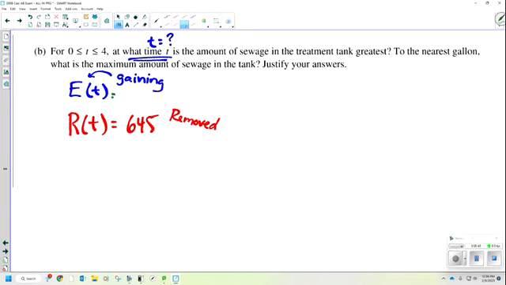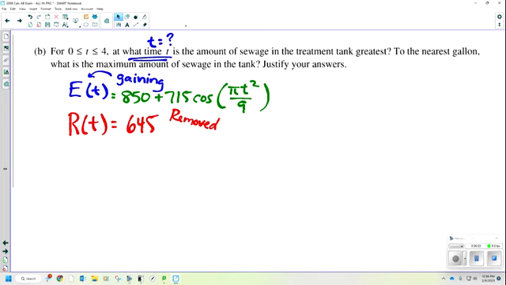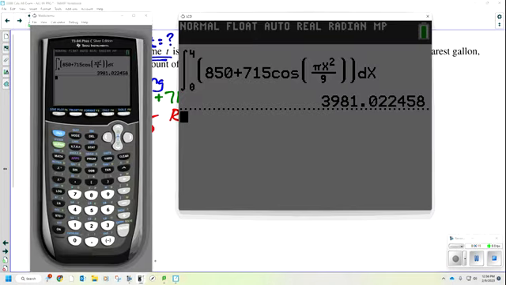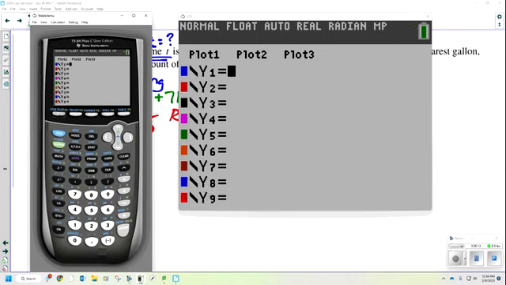We'll do this in green. This was 850 plus 715 cosine of pi t squared over 9. So I'm going to graph both of these. And because it's the color edition, I'm going to use a green and red graph so I can better visualize. And that's why I love the color edition. I'm not trying to pawn it off on you. I just love it so much.